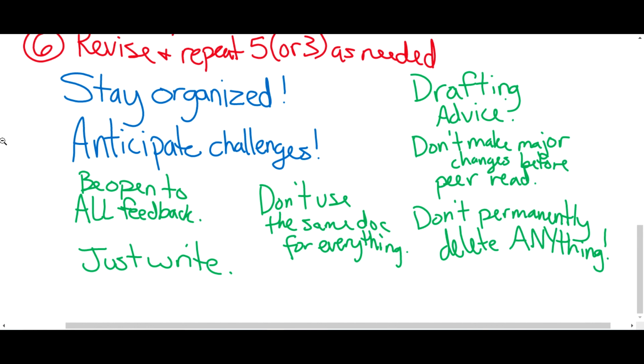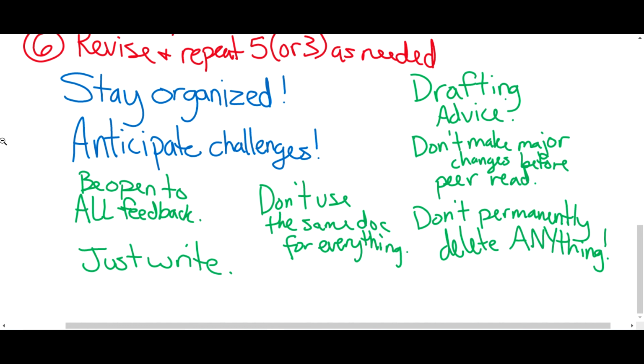This one is more specifically for being a college student and writing in a college class, but don't use the same document for everything. Don't just have untitled doc or assignment 1 and that's the same assignment sheet that you use and you just save over your changes. Don't do that. That's really bad, because sometimes you need something from that earlier doc and it's gone. Which perfectly segues into, don't permanently delete anything.